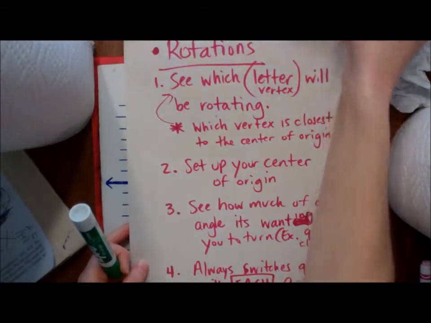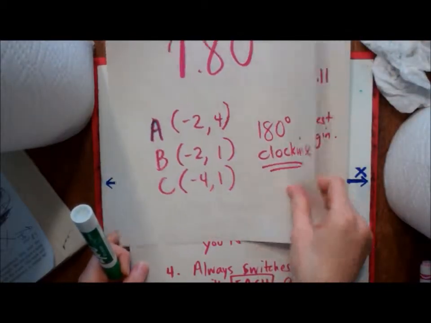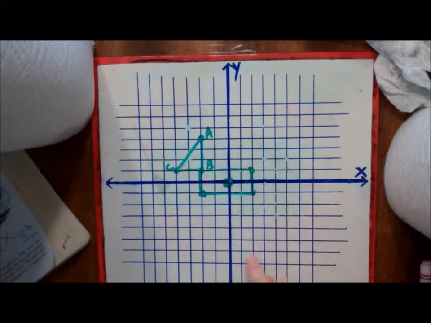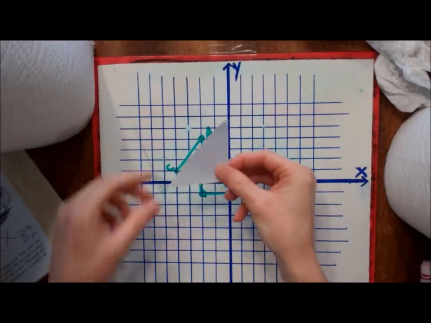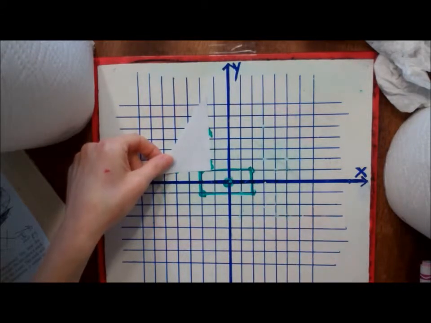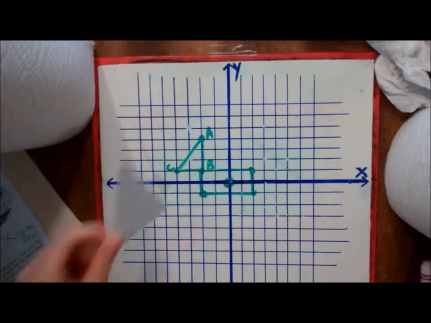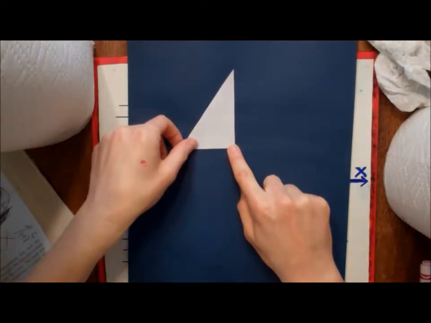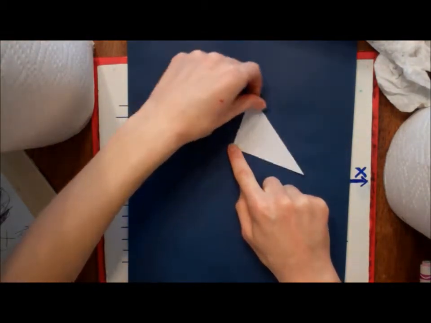And here we know that it's wanting us to turn 180 degrees clockwise. Okay, the clock goes this way. Let me go on and get those triangles out again. Let's say I had this triangle and I were going to rotate it. Get this piece behind it so you can see. If I was going to rotate it 180 degrees clockwise, I'm going this way.